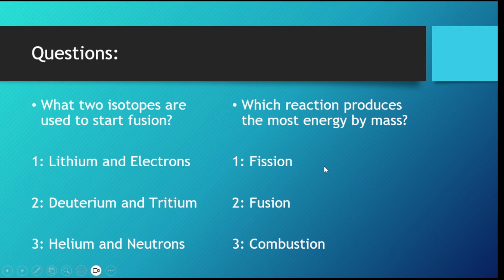All right, so here's helping us answer these two questions. So what two isotopes are used to start fusion? Well, hopefully we have answer number 1, deuterium and tritium. Hopefully you wrote down deuterium and tritium. These are the two isotopes, or you could have written H2 and H3. Okay, good. All right, and then which reaction produces the most energy by mass?